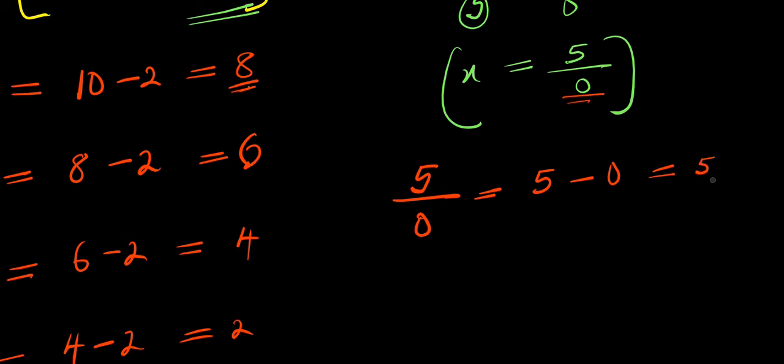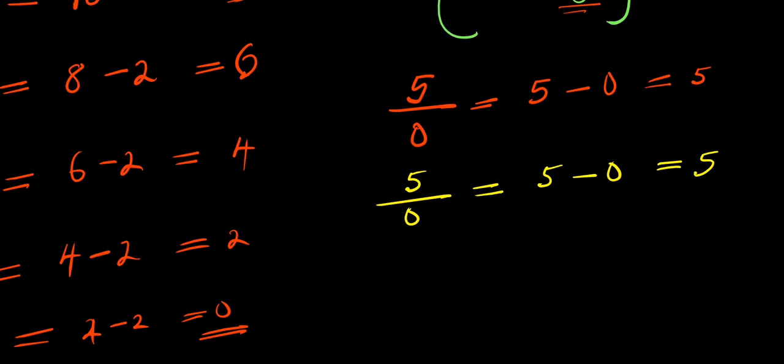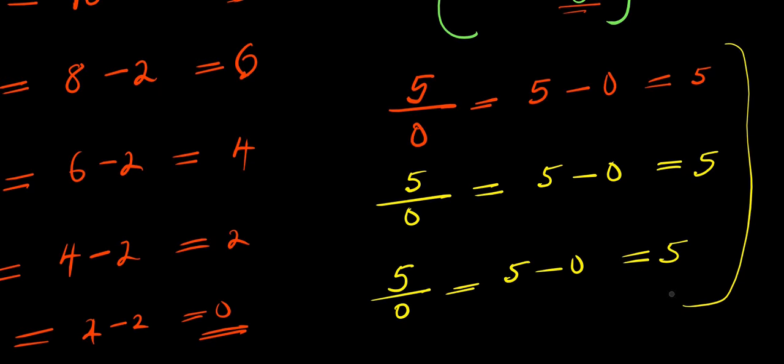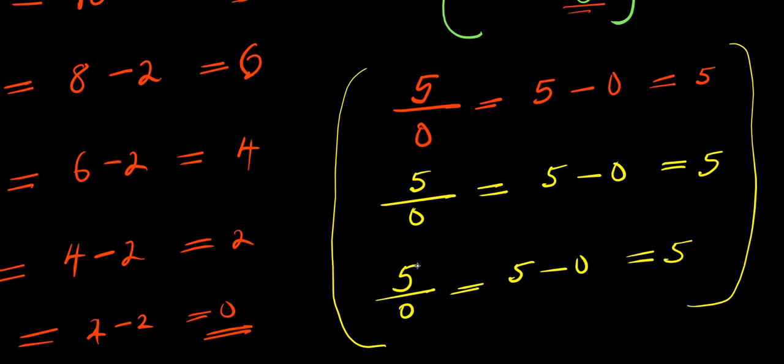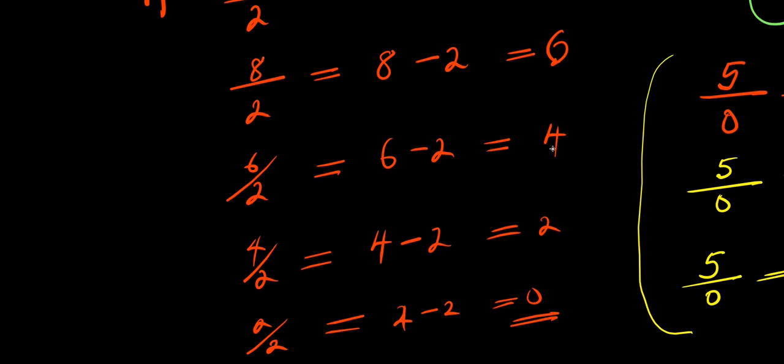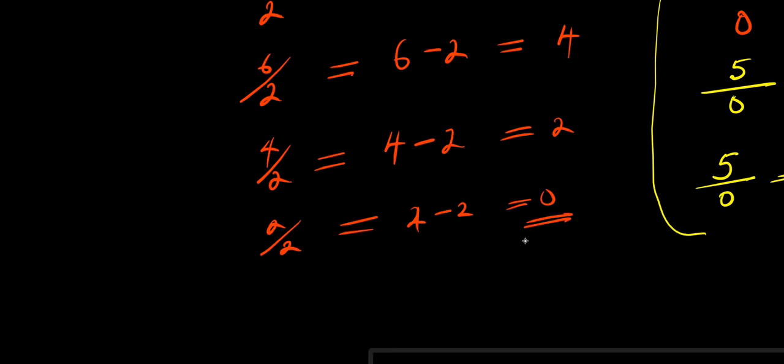Have you seen that? You take it over again, 5 divided by 0, you still have the same thing, 5 minus 0, which is 5. If you repeat it again, you still have 5 minus 0, which is 5. This is not changing anytime soon. But if you compare it to this particular part here, it was actually changing till we get to 0.